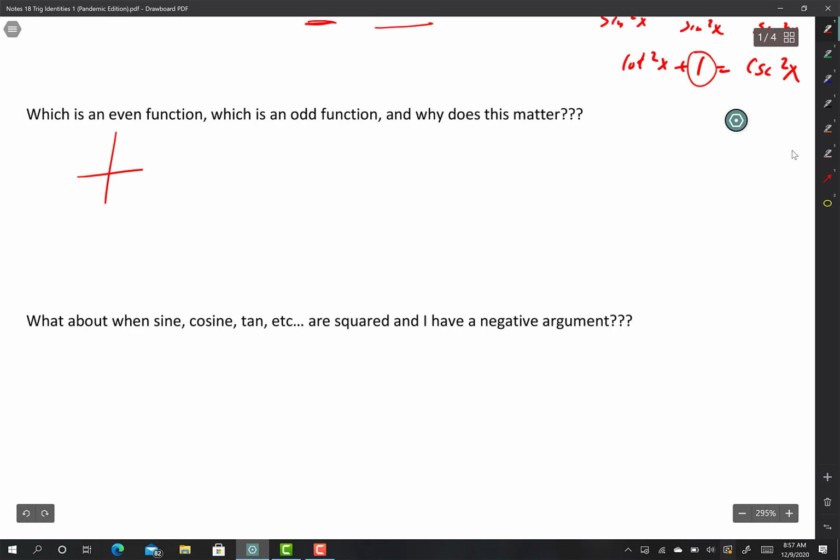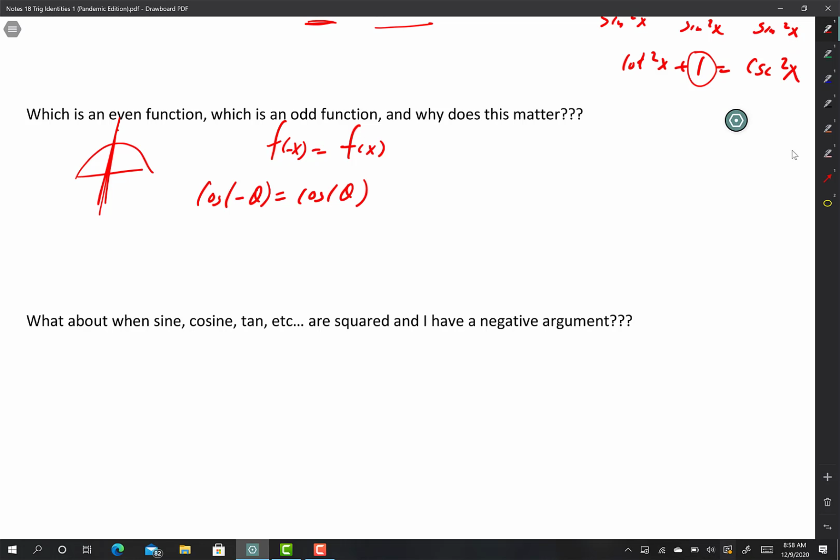Well, hopefully you remember that an even function has this characteristic, and if we don't remember that, all it means is symmetric about the y-axis, guys. Cosine happens to have this. It's symmetric about the y-axis. So, cosine, if you have a negative angle, that's the same thing as a positive angle. And that's why when you do the inverse of cosine, you have a plus minus in the front, because cosine of pi over 6 is square root of 3 over 2, but cosine of negative pi over 6 is also square root of 3 over 2.